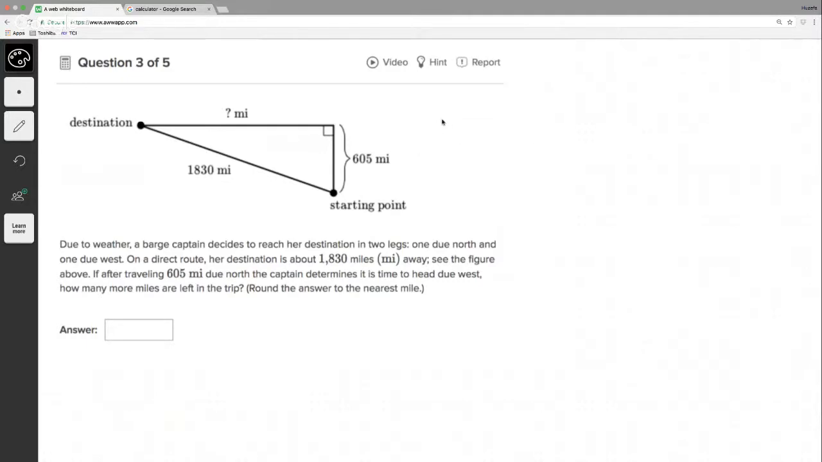Now, this is still Pythagorean's theorem, but this time we're not trying to solve for the hypotenuse. And so we got to set it up like this. It is 605 squared, that's our a squared, plus b squared, that's our variable. We don't know what b squared is, equals 1830 squared. So we're going to have to isolate for B. These are huge numbers. This is absolutely a calculator problem. I have to use a calculator.